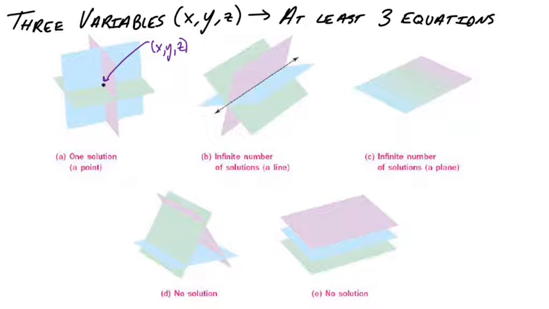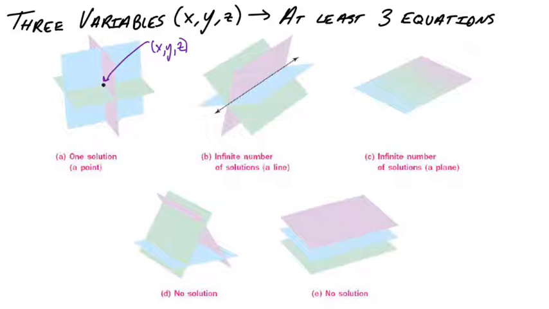Some other scenarios here. If all three planes intersected in a line, all the points on that line would be part of the solution, which means we'd have infinitely many solutions. In the same way, if all three planes flattened out and overlapped each other, they would intersect in an infinite number of points.